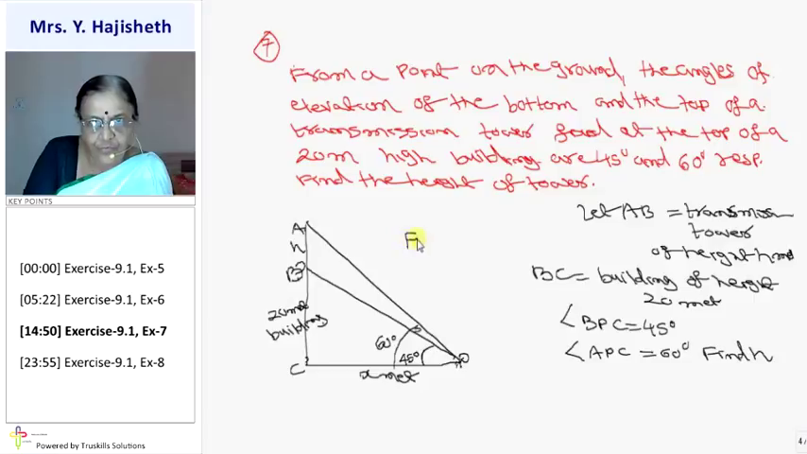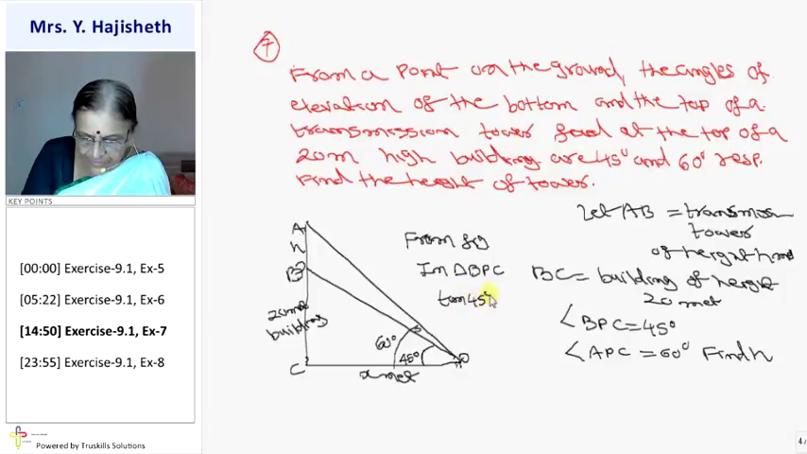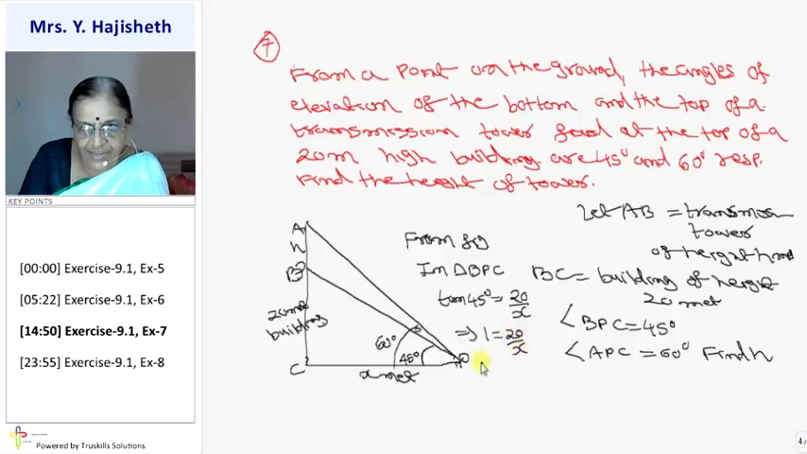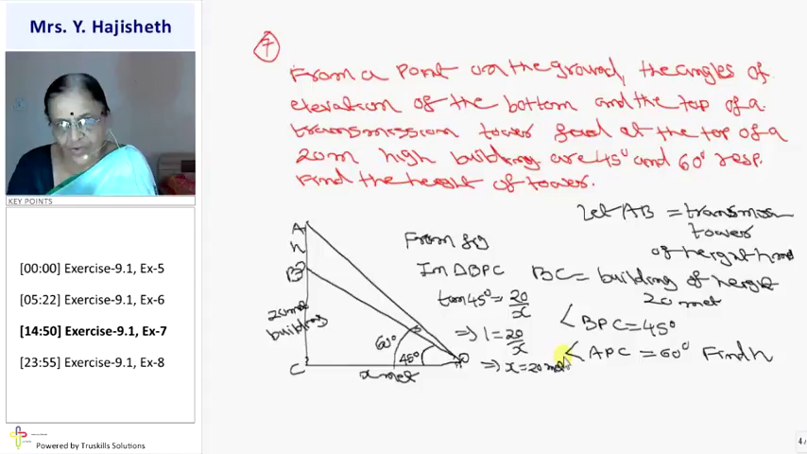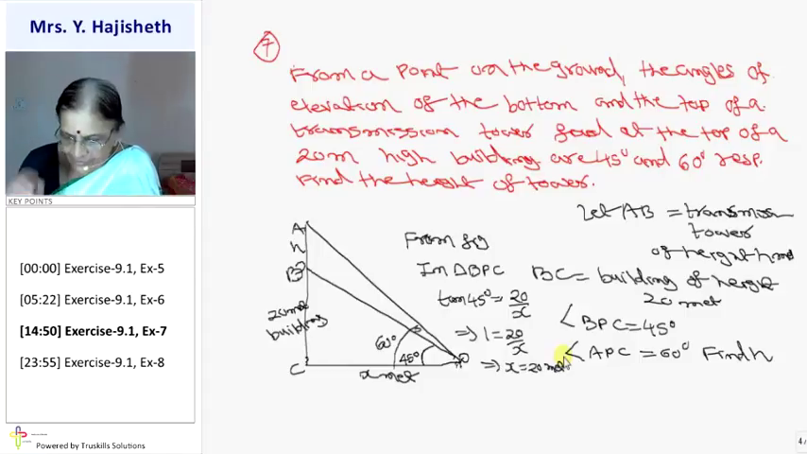What will I write? From the figure, what will I take? First I will take tan 45, so which triangle do I have to take? In triangle BPC, right. What will I take? tan 45 is BC upon PC, so 20 upon x. But tan 45 is 1. So directly I got my x, 20 meter. Actually I don't want to find out x, but I have got it, so I can use it in order to find out h. In future I require the value of x also.